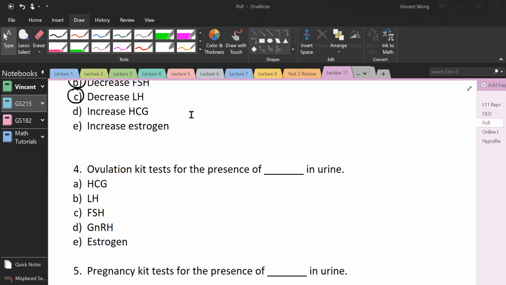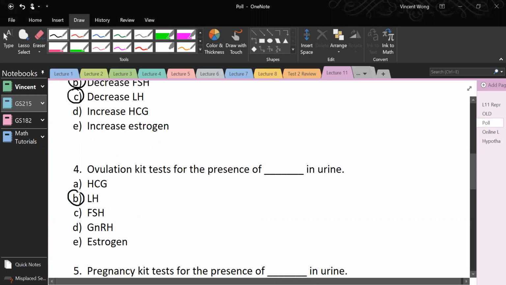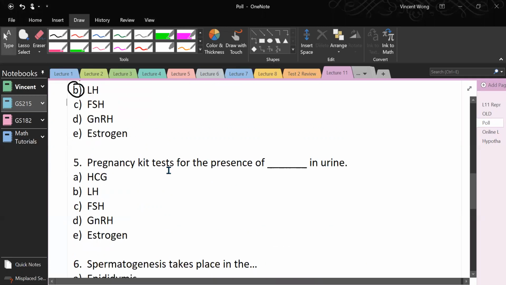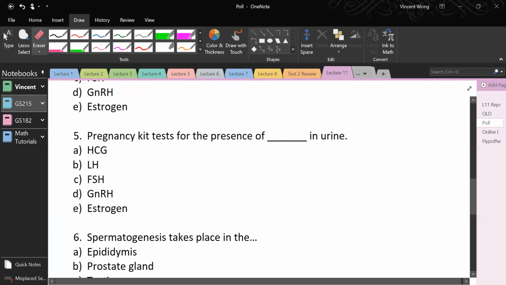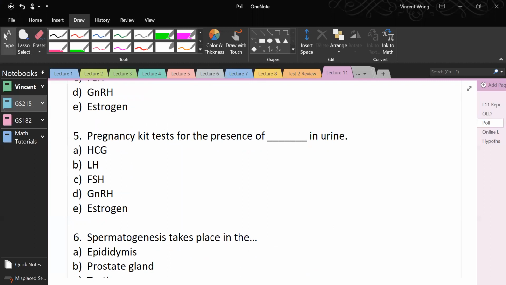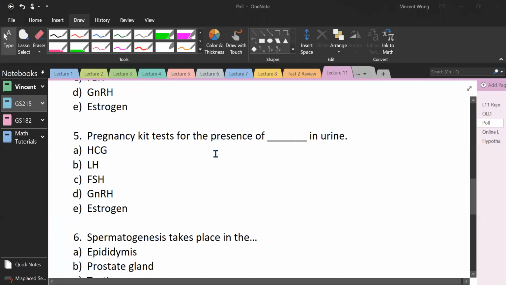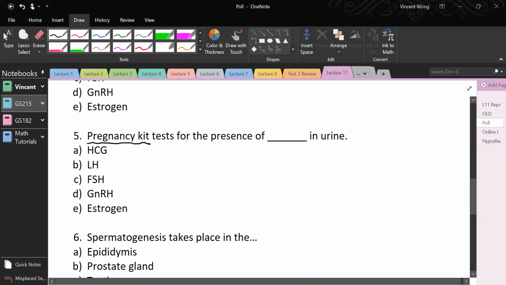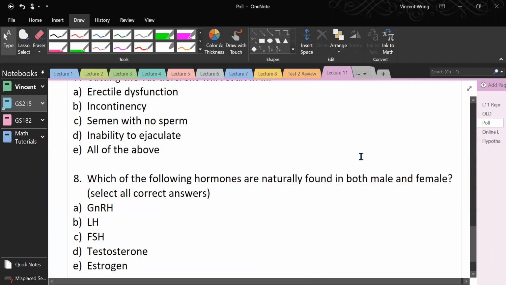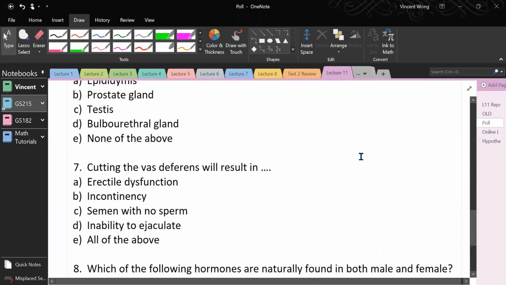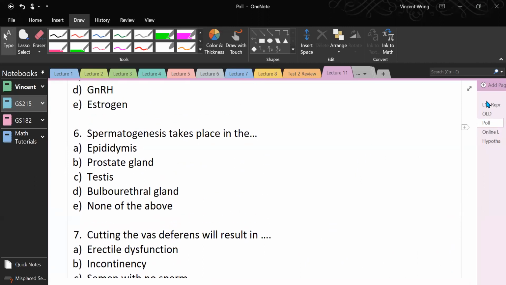Yep. If you were listening, you would know the answer is LH for the ovulation kit. And for the pregnancy kit, right? What's the answer for this one? You guys can just tell me. What does the pregnancy kit detect? Who can tell me? That's right, Sierra, HCG. Patrick's also correct. Human chorionic gonadotropin. All right, the rest of the stuff is for guys, so we'll talk about that in a bit.